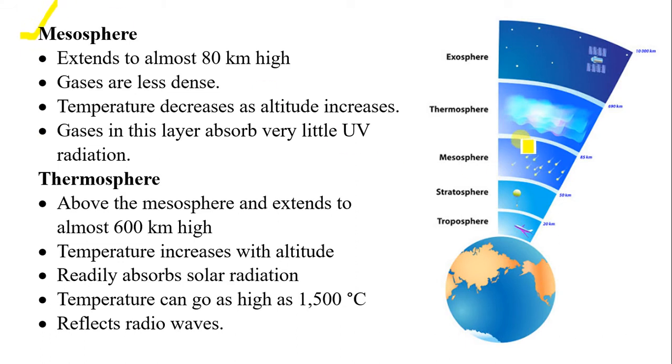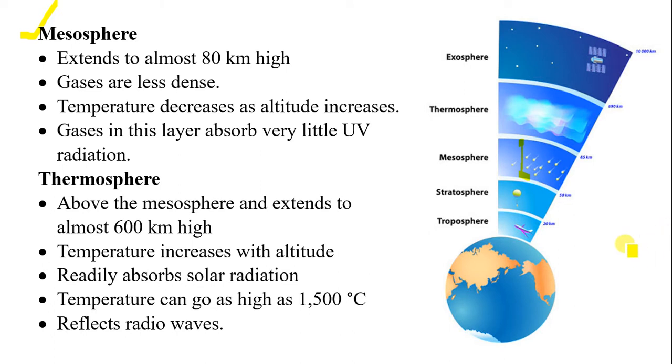Now, the mesosphere extends to about 80 kilometers above the Earth's surface, and this is where meteorites burn up. So it contains most of the meteorites, and gases are less dense. Also in the mesosphere, the higher you go, the cooler it becomes, because temperature decreases with altitude in this layer. Gases in this layer absorb very little ultraviolet radiation.